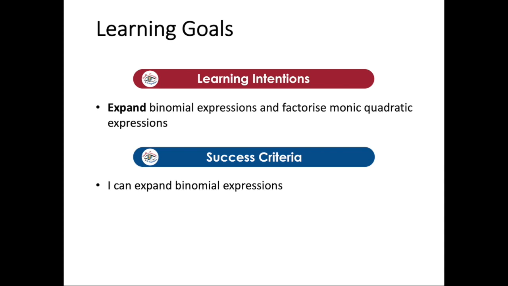So we're going to do that by using our FOIL method. So multiplying our first terms, our outside terms, our inside terms, and our last terms together. So go back and have a look at the video that explains how to complete the FOIL distribution if you're unsure how to use this method.